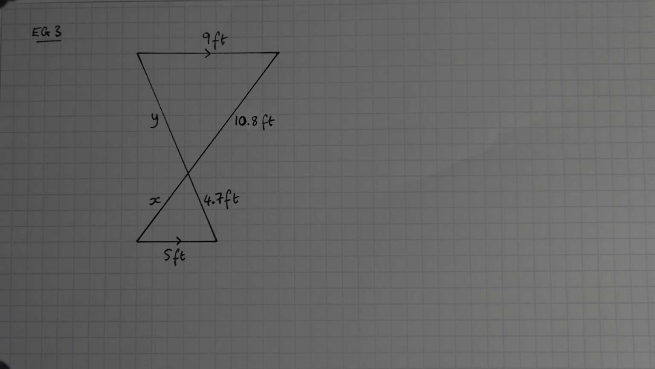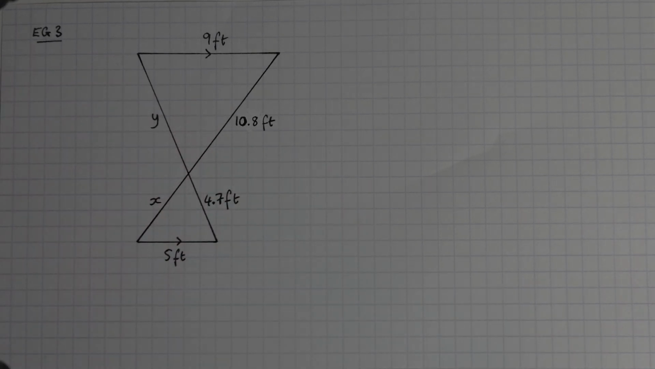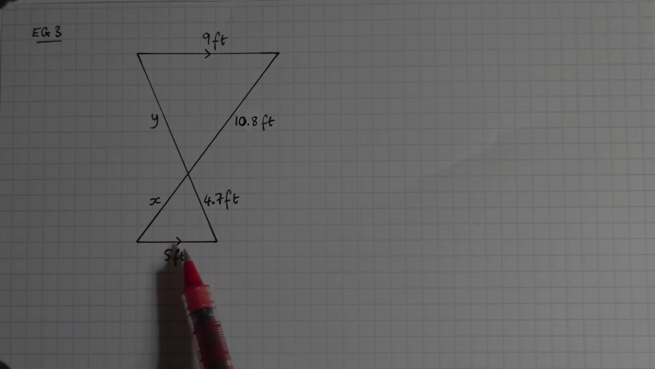Right, third example then, same idea again. I'd like to find x and y. So I don't know this length, I'd like to figure out what it is. Don't know that one, I'd like to figure out what it is. This time I'm not going to tell you that the triangles are similar, but we know that they are similar because this line is parallel to this line. That's what the little arrows mean, remember?